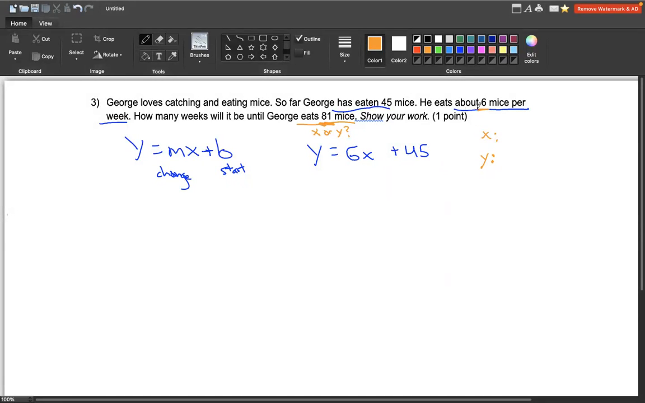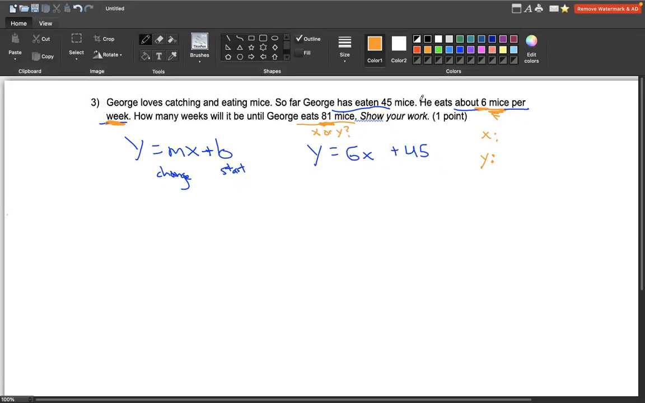So let's look back at our slope, our 6. So it's 6 what? Well, it's 6 mice. So that's going to be one of either the x or the y. That's the thing that's changing. And how often is it changing? Well, it's changing every week. Those are the two things we're changing. If you look at the slope, that is going to tell you the two units, mice and weeks. Now, we got to figure out which one's which.